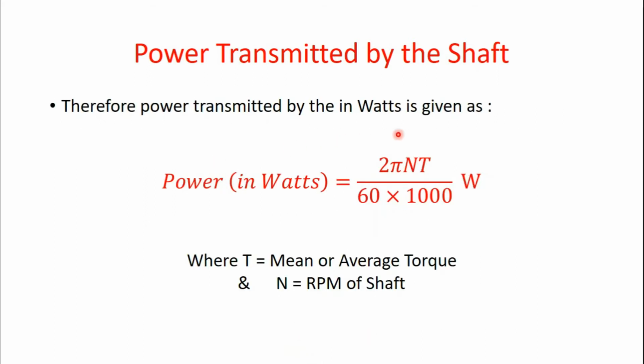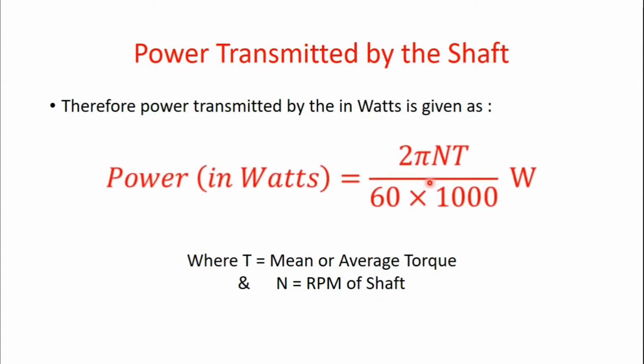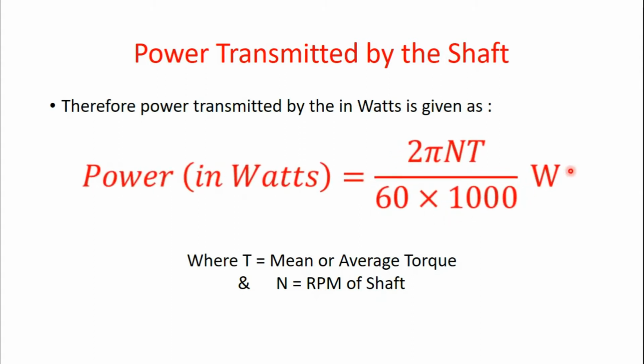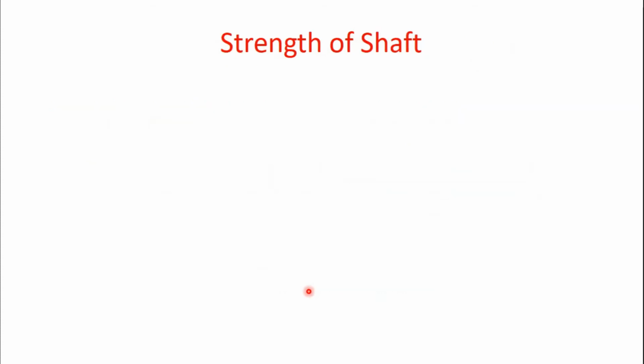The power transmitted by shaft in watts is given as 2 pi NT upon 60 into 1000. So there is no kilowatt, it is the unit of watt, so we have converted kilowatt into watt by multiplying by 1000. Again remembering that T is the mean or average torque and N is the RPM of the shaft, which is the angular speed of the shaft.